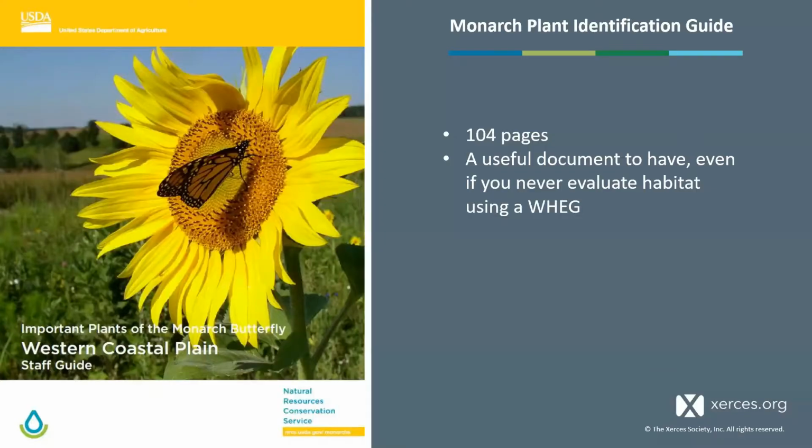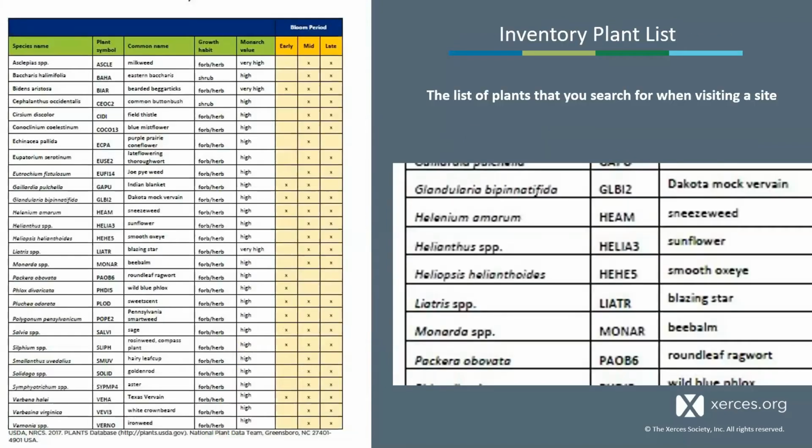Okay. The third document, as I mentioned, the prettiest of them, is the Monarch Plant Identification Guide. It's 104 pages, and it is useful to have even if you never evaluate habitat. This document has an inventory plant list. This is the most important aspect of the document, really. This is the list of plants that you search for when visiting a site.